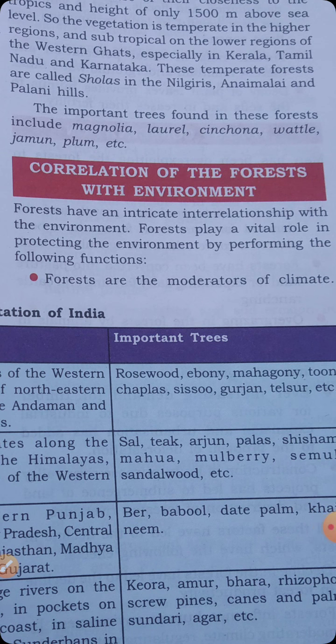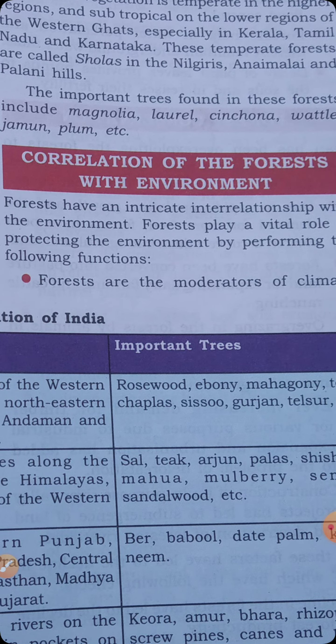In our last video, we started this chapter 10, that is natural vegetation. I have explained about different types of vegetation, that is tropical evergreen, tropical deciduous, tropical desert, littoral and mountain forest. Now we are on correlation of the forest with environment. Dear students, pay attention with me so that you can understand well.